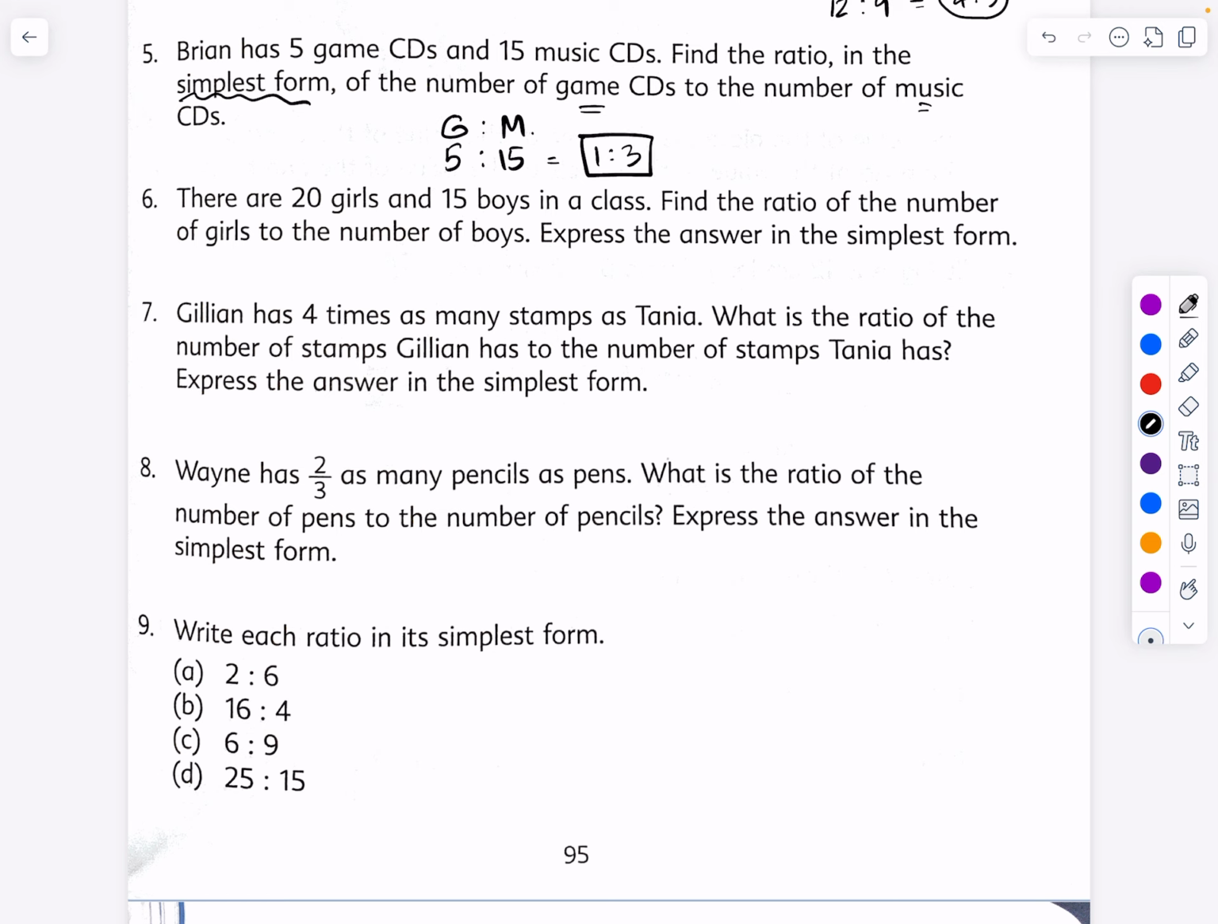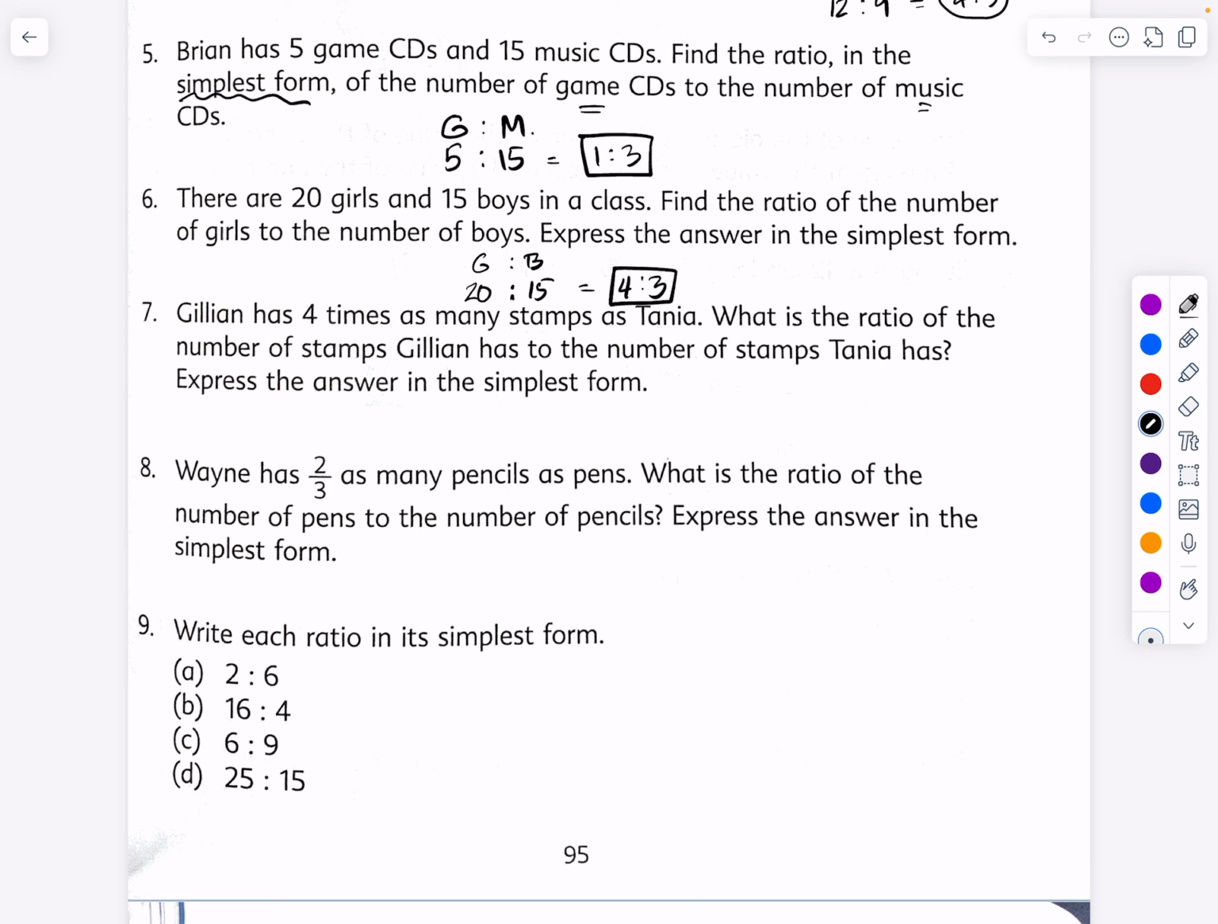Love it. Very simple. There are 20 girls and 15 boys. Of course, girls to boys. Find the ratio of the number of girls to the number of boys. Girls to boys. Well, let's write it first the way it's given. 20 girls to 15 boys. It is equivalent to 4 to 3. The ratio is 4 to 3.